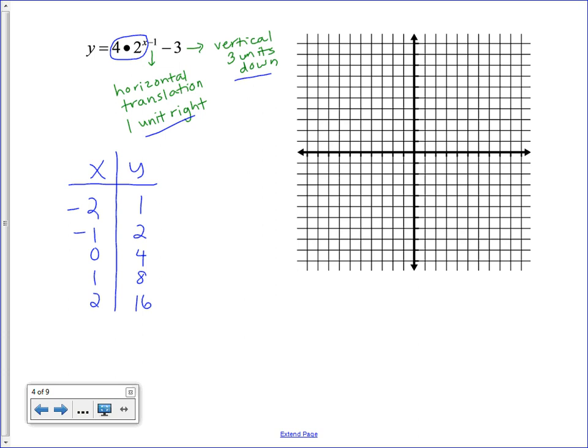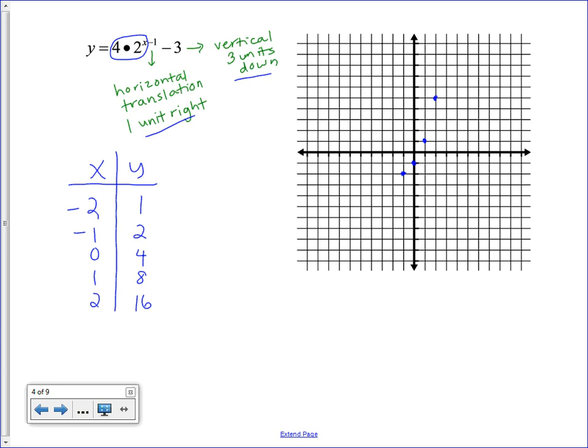So I'm going to find the point negative 2, 1, and then I'm going to shift it 1 unit to the right, 3 units down, and figure out that my first point is here. Find the point negative 1, 2, shift it 1 unit to the right and 3 units down. Find the point 0, 4, shift it 1 unit to the right and 3 down. Find the point 1, 8, shift it 1 unit to the right and 3 down. And then find the point 2, 16, that's a little bit off the graph, so it would be 1 to the right and 2 down, but there's no room for me to show that.